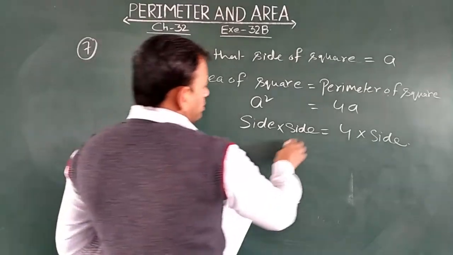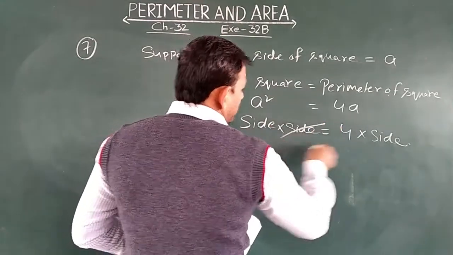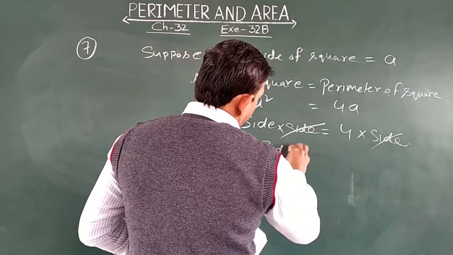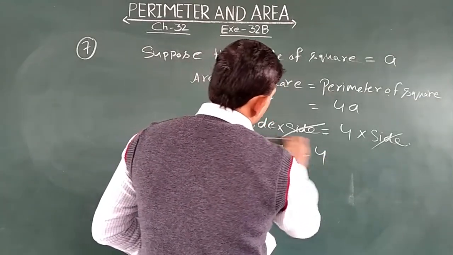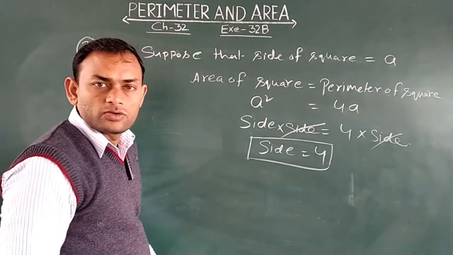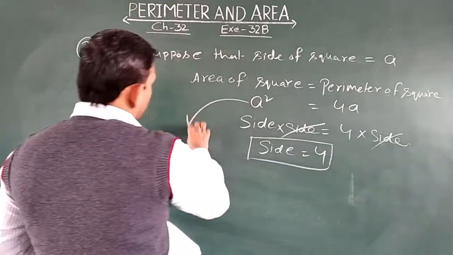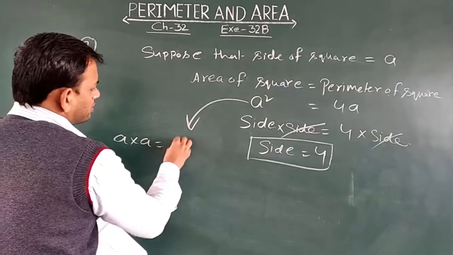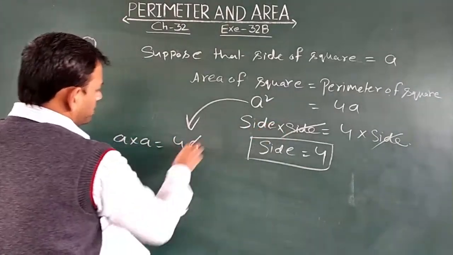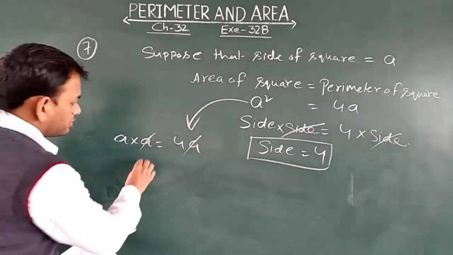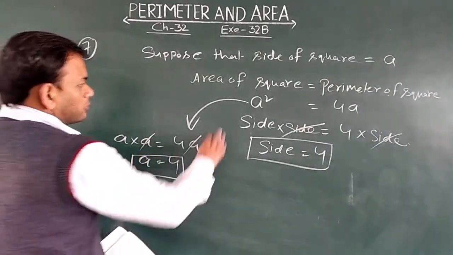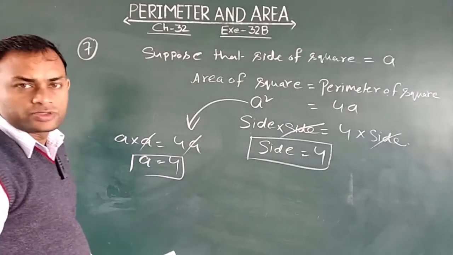Okay, so side to side will be cancelled. So what is left? Side is equal to 4. This is the answer. Okay, or from here, how do you find? A square means A into A is equal to 4A, which will remain the same. A will be cancelled from both sides. So A is equal to 4. Okay, both the methods are right. You may choose any one.